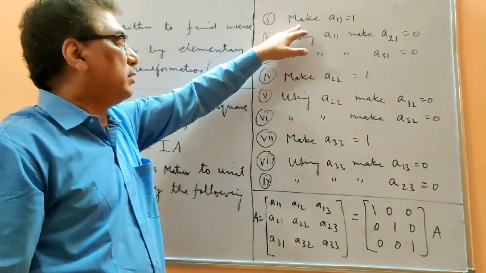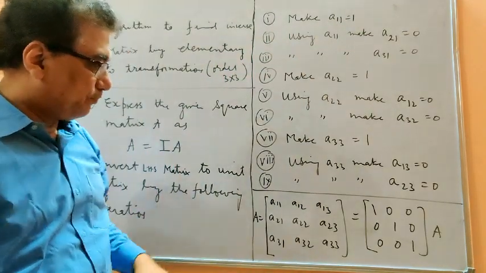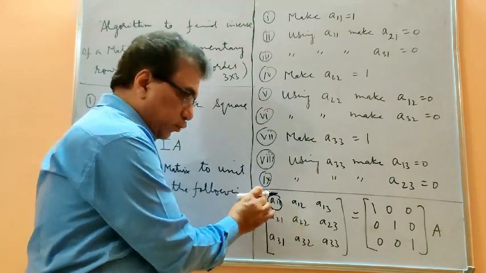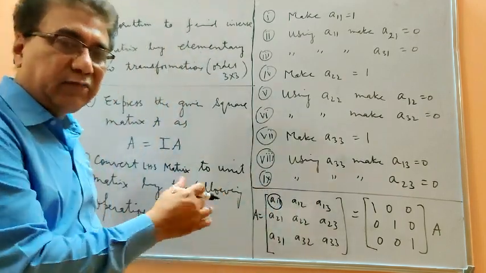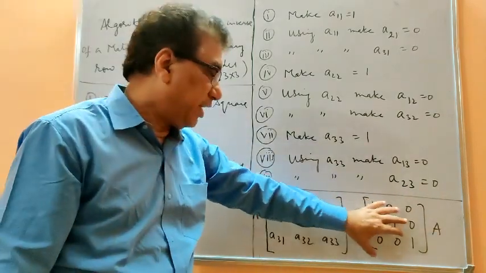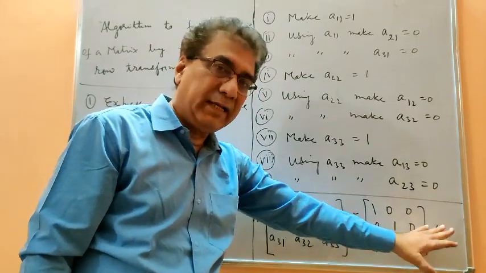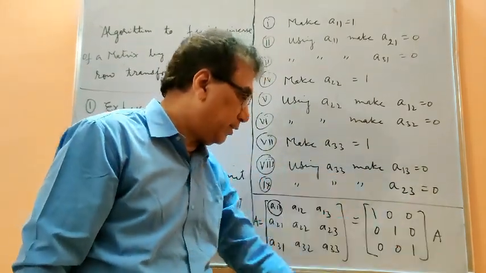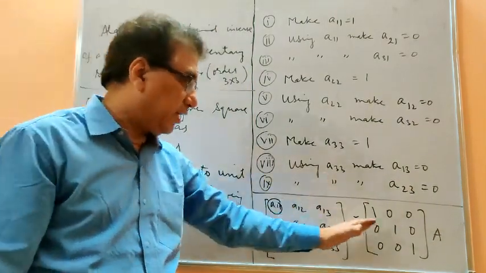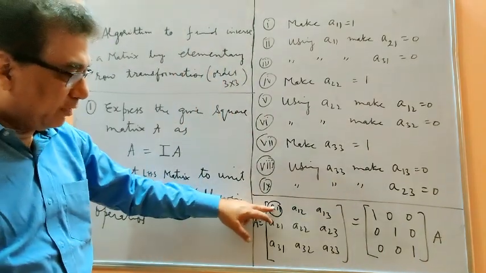So what is the first statement here? Make A11 as 1. So this is A11. This has to be made 1 by using any one of the three elementary transformations, and whatever we do on this side, the same we have to perform on the first matrix, not the second matrix. That's why I have written only A. I have not written this value because it's not required here. So whatever operations we are doing on this side, the same we have to repeat in the first part of this product. Okay. So this has to be made 1.